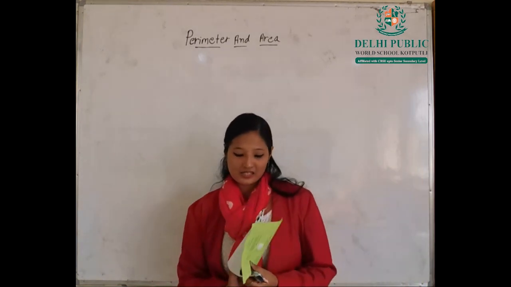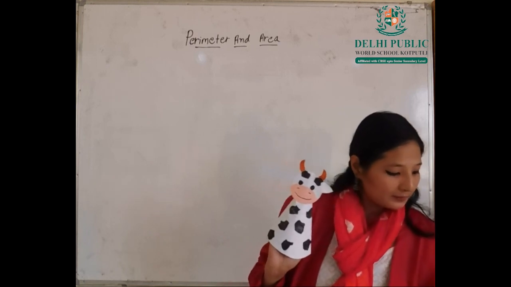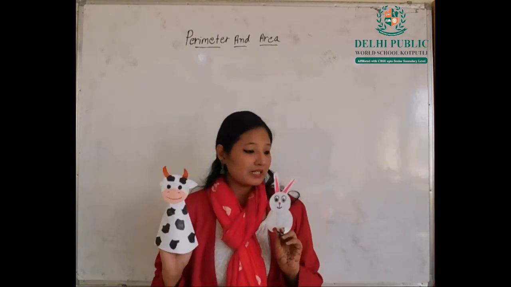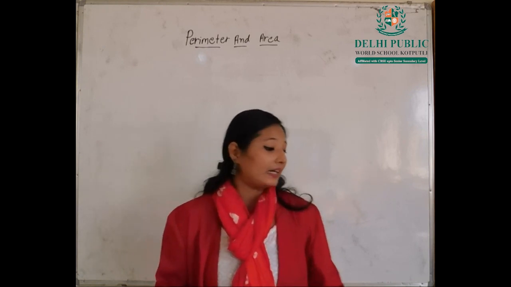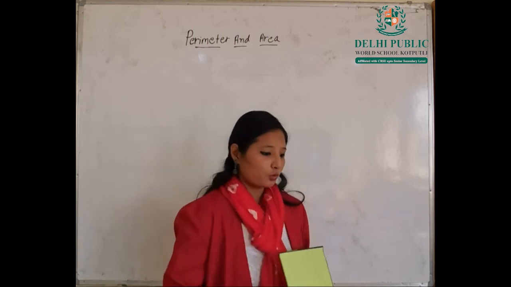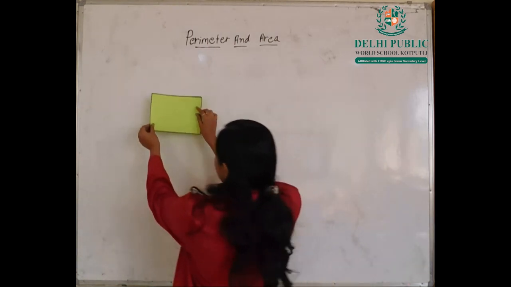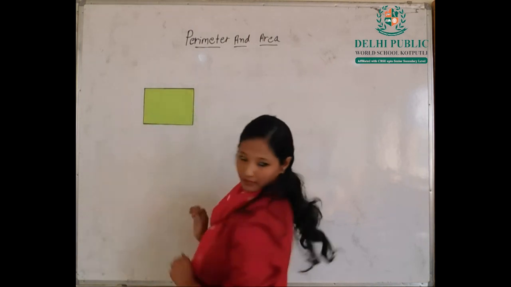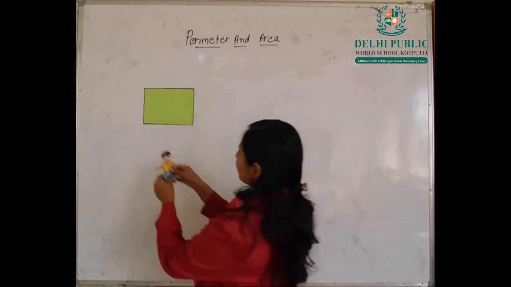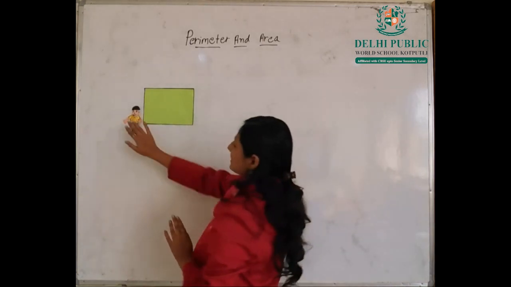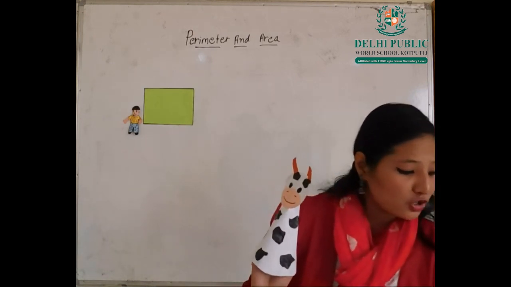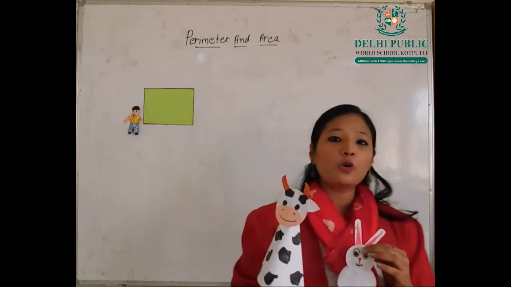some animals come. So these two animals, cow and rabbit, come every day in his field and eat all his crops. So what should Raghu do? So this is Raghu's field. And this is Raghu, he is a farmer and he grows crops in his field. These two animals came and ate all his crops. So what can Raghu do?